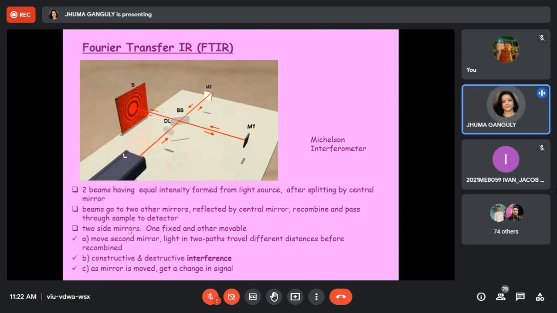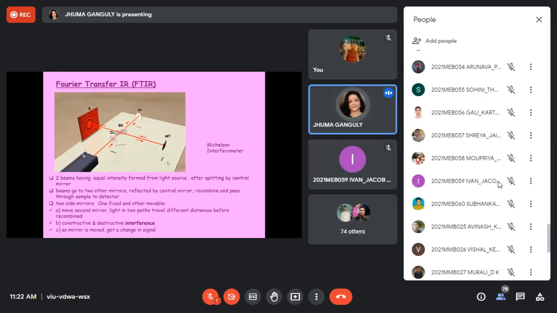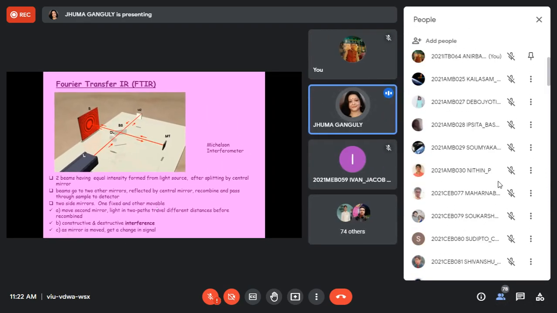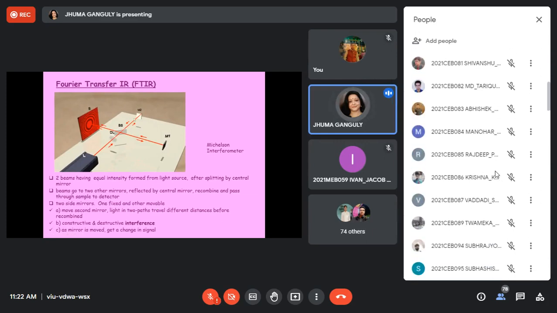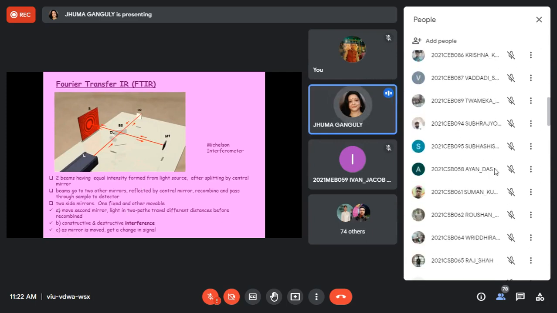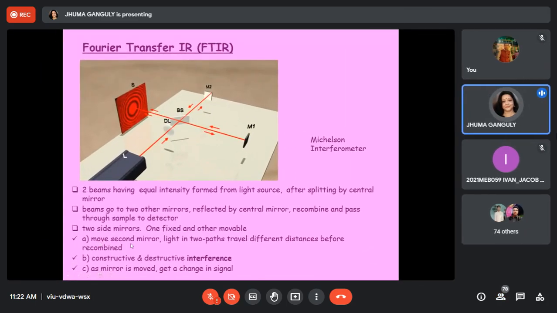Two side mirrors, one fixed and the other movable. When the second mirror moves, the light in two parts travels different distances before recombining, giving constructive and destructive interference. As the mirror is moved, you get a change in signal. So that is the highlight actually.